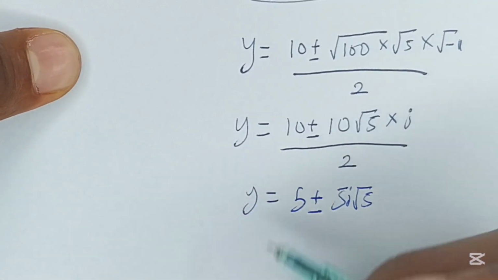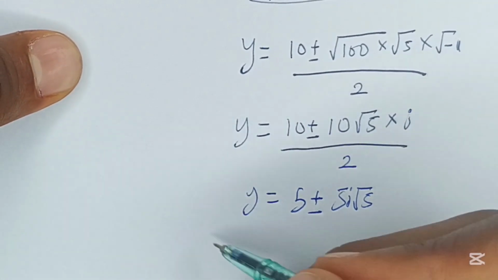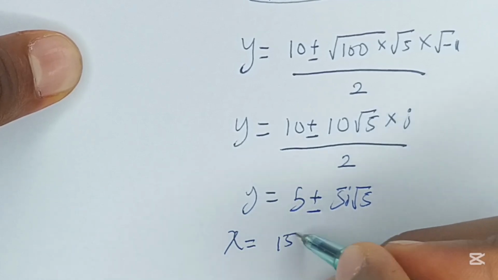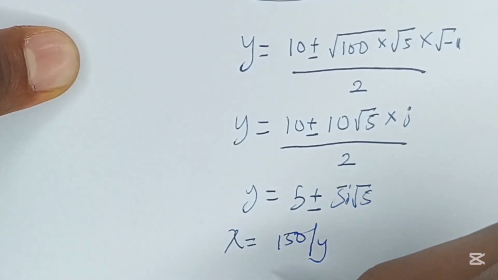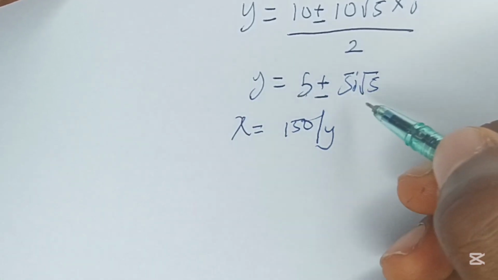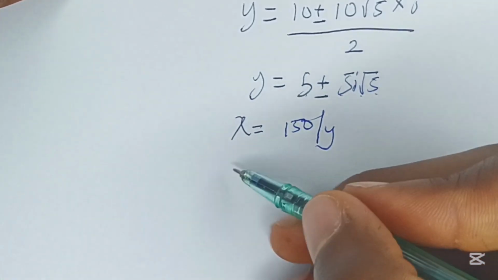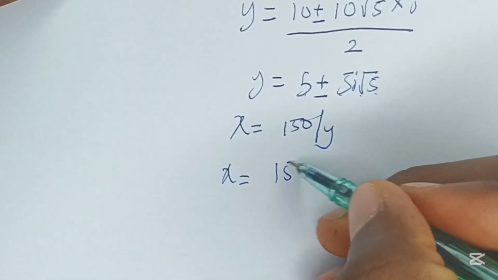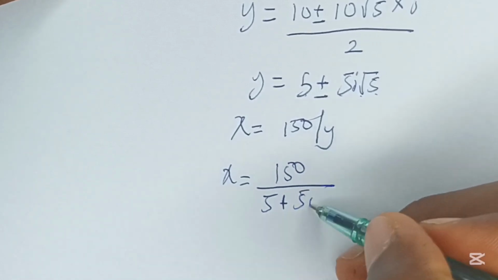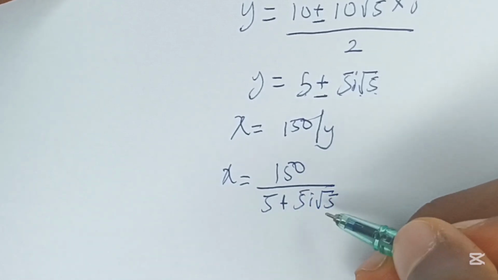Now let's find x, because we've gotten the two values for y. Recall that we said that x is equal to 150 over y. Substituting y for 5 plus 5i root 5, we now have that x will be equal to 150 divided by 5 plus 5i root 5.